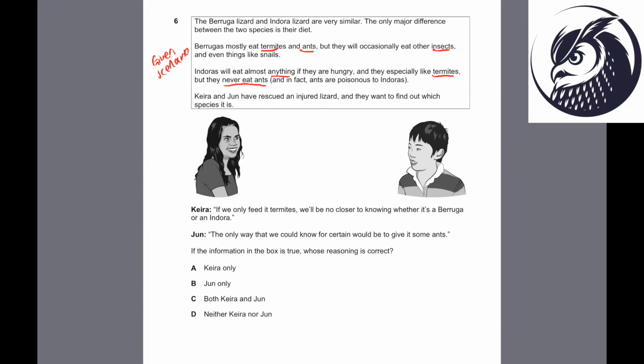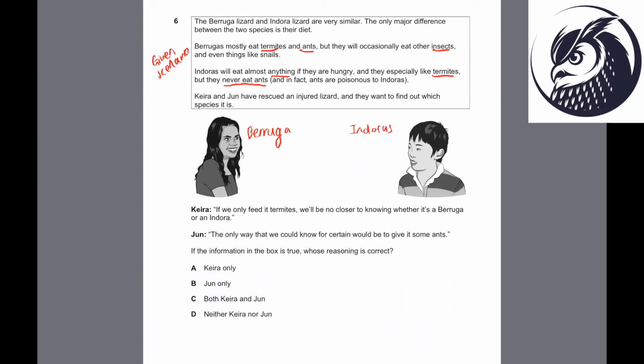Okay. So the way I like to do it, first of all, is to, again, represent the given scenario in a little flowchart to make things easier. So we know there's 2 types of lizards. There's the beruga lizard, and there's also the Indora lizard.